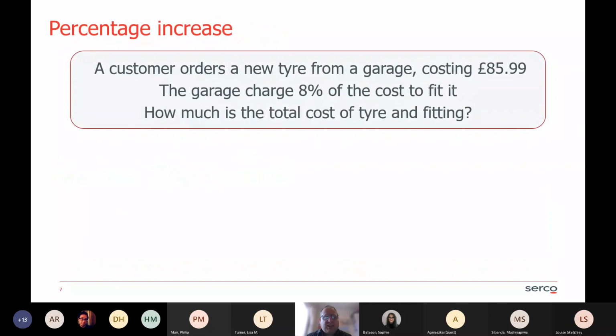The other type, similar to those, is where things increase or decrease. So a customer orders a tyre from a garage, and it costs $85.99. They add on 8% to the cost to fit it. So what's the total? You need to work out what 8% of that figure is and add it onto that to give you a total.